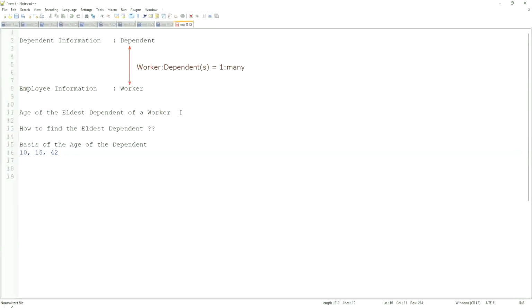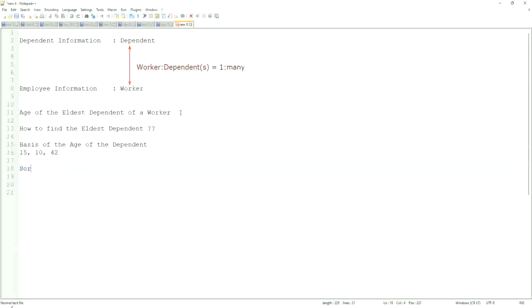Correct. This is how you have it. Let's make it the other way around: 15, 10, and 42. So how would you find the eldest one? This is your sample population. Try it. Highest one. Highest one to lowest one.